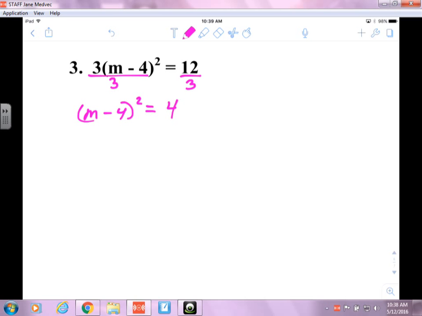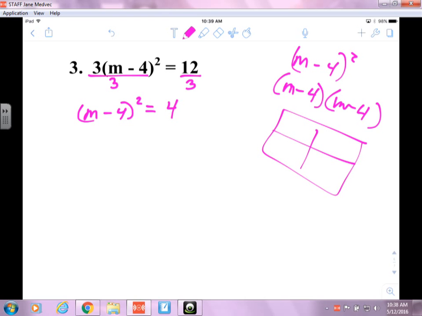Okay? Now what do I do? I got to take care of the exponent. I can't add 4. And I'm not going to distribute the 2, am I? Because remember, we did that before. Remember when we had m minus 4 squared? Remember we had m minus 4 times m minus 4? And remember how we had to do the boxes and we needed to multiply? This is actually m squared minus 8m plus 16. Remember how we did that? Okay, so I can't just distribute that.